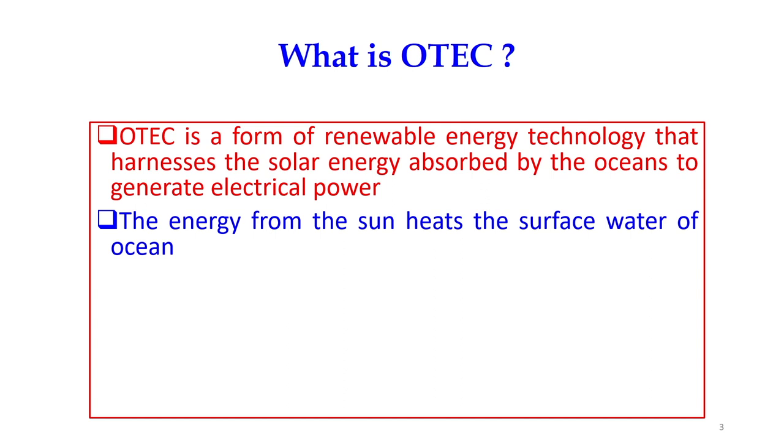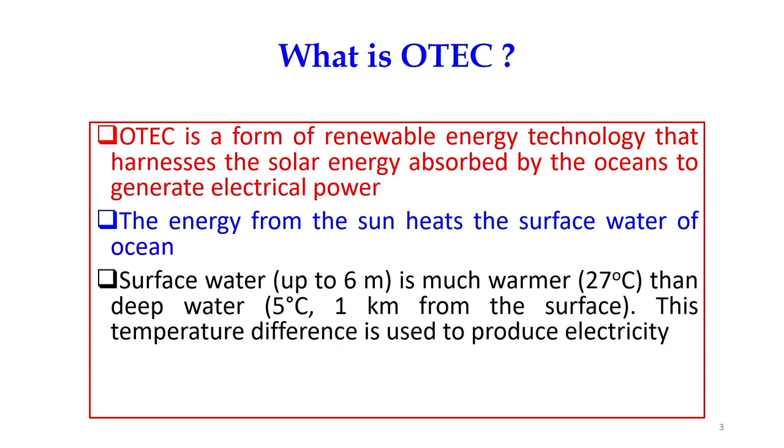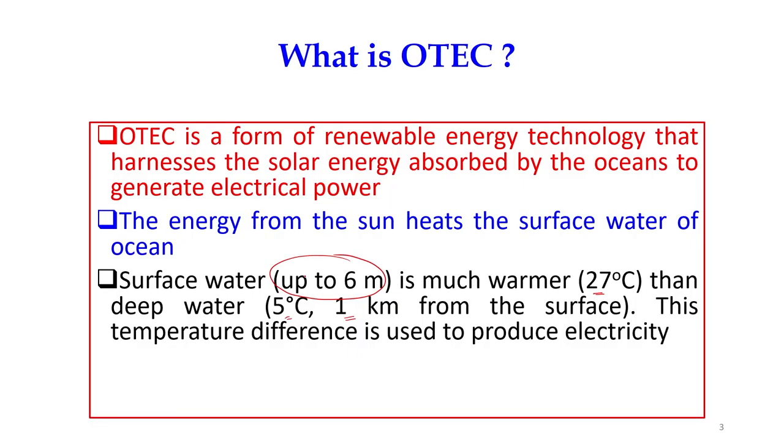The energy from the sun heats the surface water of the ocean. The surface water is much warmer, about 27 degrees Celsius, than deep water, which is about 5 degrees Celsius. This 5 degrees is attained at a depth of approximately 1 kilometer from the surface, but the 27 degrees C is attained up to a depth of 6 meters.